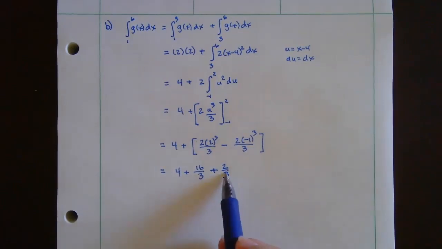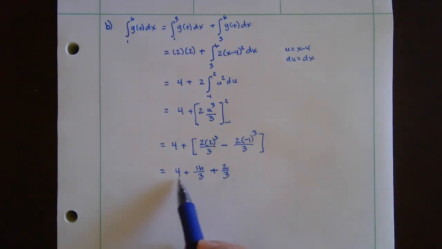16 thirds plus 2 thirds is 18 thirds, which is 6. So this is 4 plus 6, which is 10. So my integral here is 10, and that's part B. So let's go on and let's do part C.